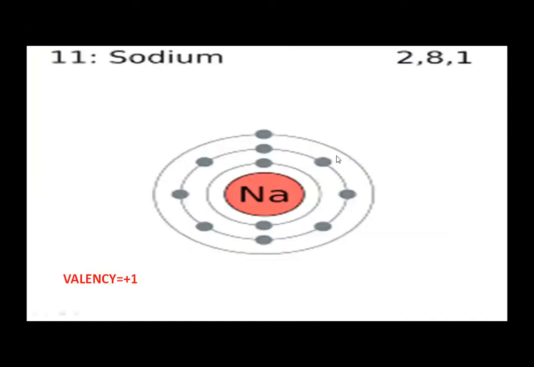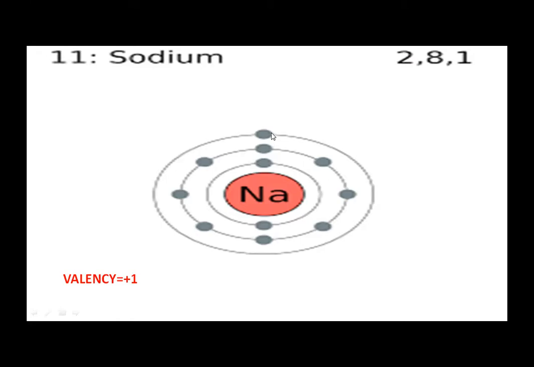For example, in sodium, 11 electrons are present. The atomic number of sodium is 11, so 11 electrons are present. In the K shell, according to the octet rule, only 2 electrons are filled. Then in the L shell, 8 electrons: 2 and 8, 10. And in the last valence shell, only 1 electron is present. This is called the last valence shell.